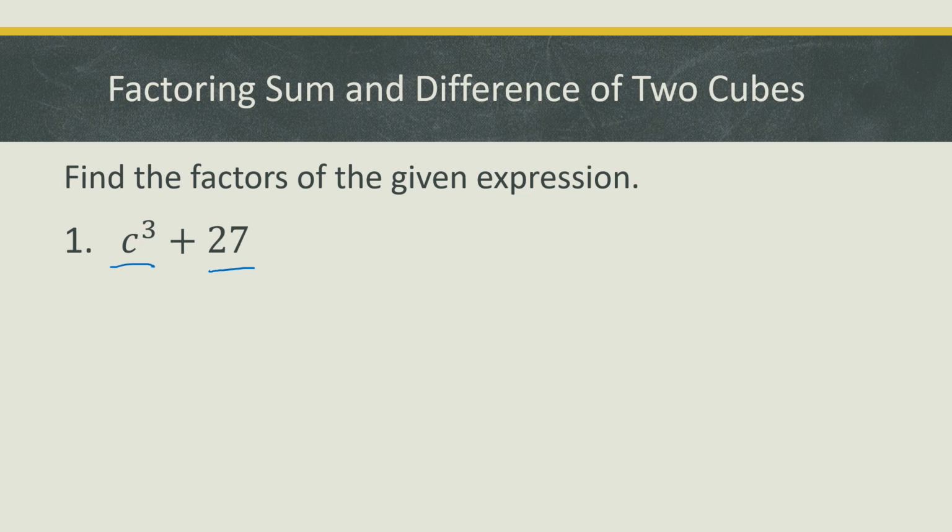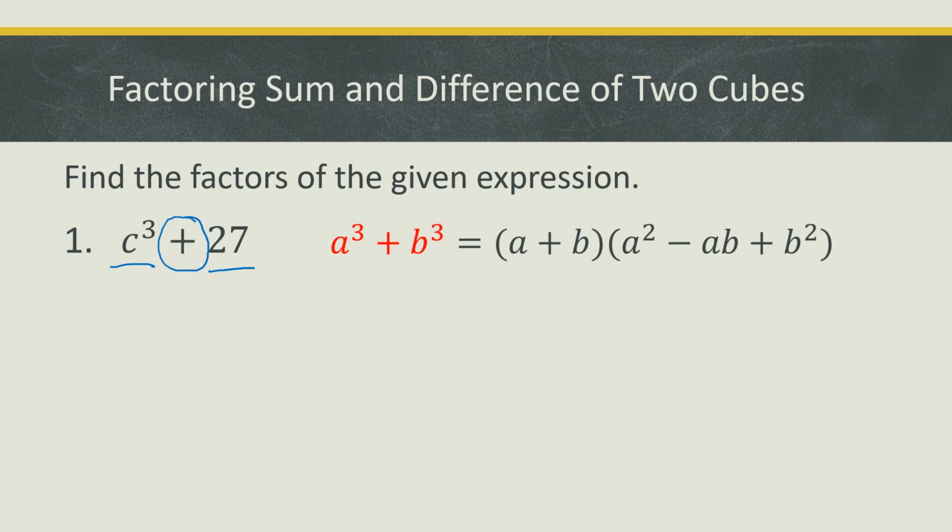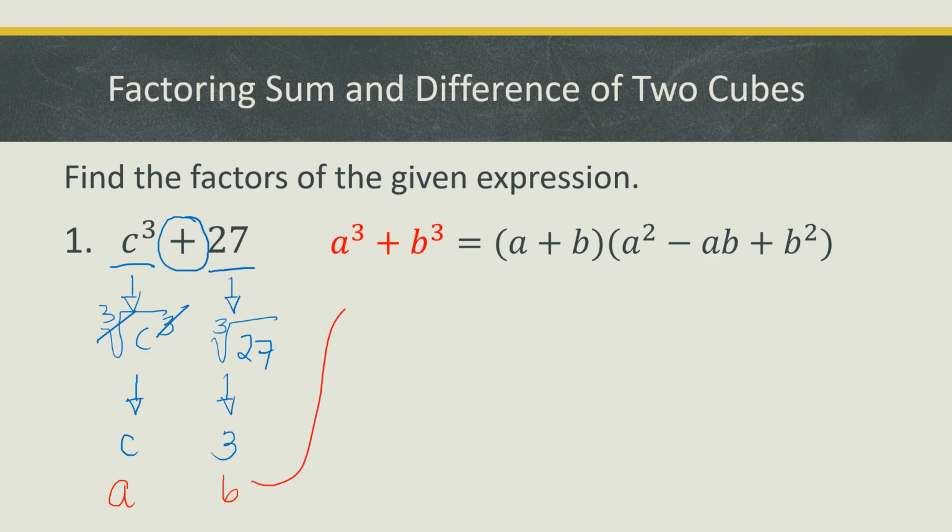Since our sign is positive, we will use the sum of two cubes, a cubed plus b cubed. The first thing that we will do is get the cube root of the first term, which is c cubed. Therefore, the cube root is c. The second is to get the cube root of the second term, 27, and the cube root is 3. In this case, we will use these two answers as the values of a and b to substitute into the given formula.